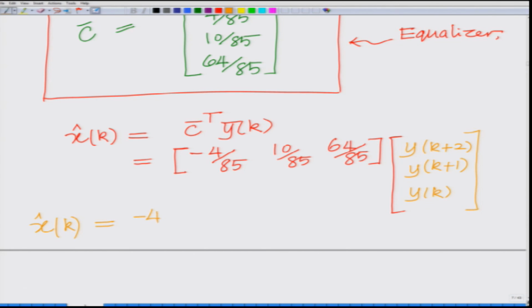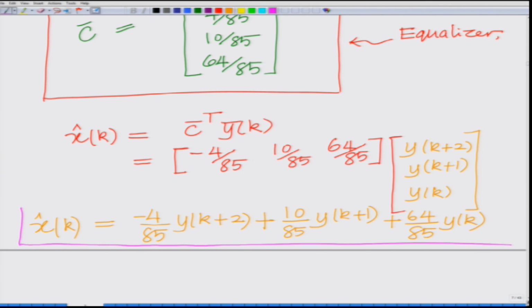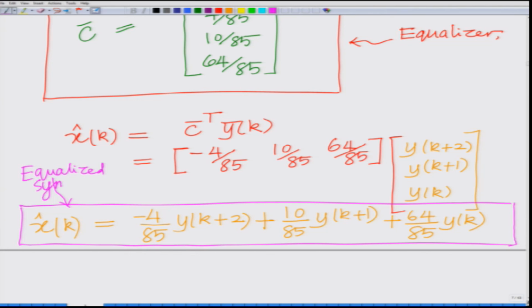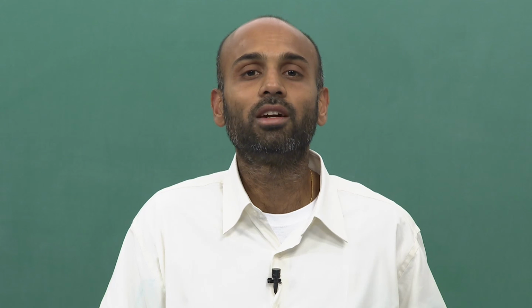That shows that x hat k is equal to minus 4 by 85 times y of k plus 2, plus 10 by 85 times y of k plus 1, plus 64 by 85 times y of k. Finally, therefore, this is your equalized symbol. So, what the equalizer is doing is basically performing a linear combination of the symbols y k plus 1 and y k plus 2 to eliminate the intersymbol interference from x k.